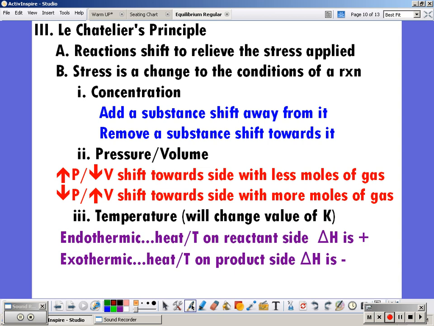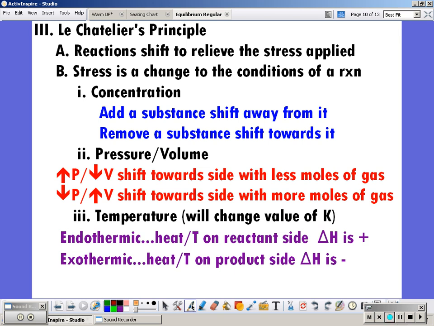If you change temperature, you will actually change the value of K. So K is the equilibrium constant for a specific reaction, and it will always remain the same unless you change the temperature. So temperature is treated the same way as concentration is. So if you increase temperature, you shift away from it. If you decrease temperature, you shift towards it.